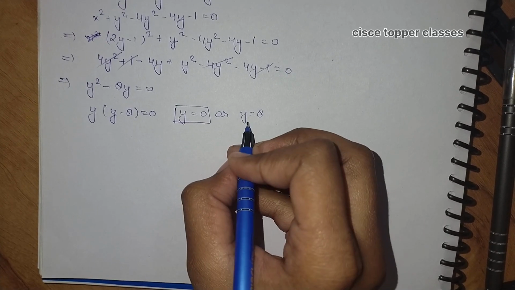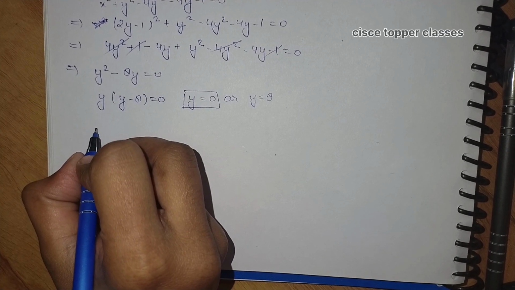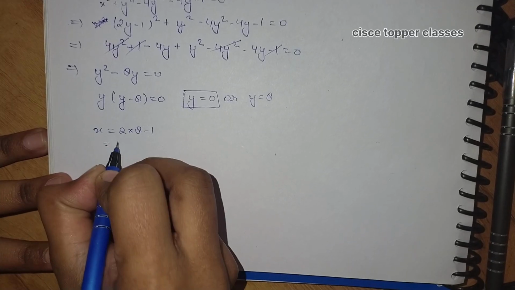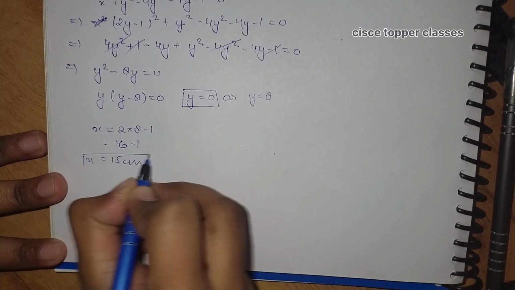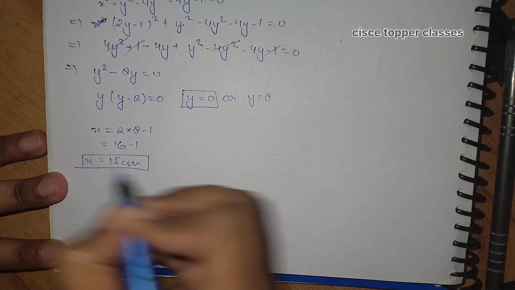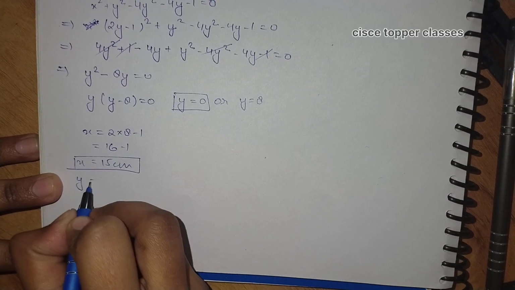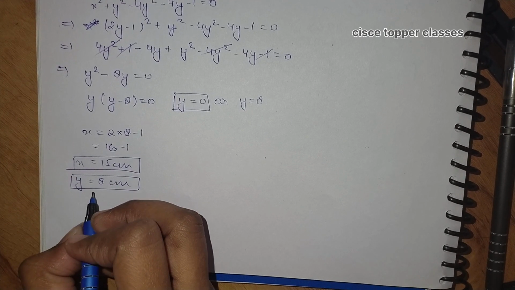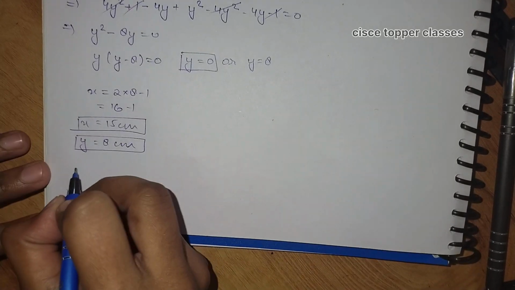So here if we put y is equal to 8, then x is equal to 2 into 8 minus 1. So 16 minus 1, that is 15 centimeters. So x is equal to 15 centimeter, and for the perimeter, because we have found one side, y is equal to 8 centimeter here, and the hypotenuse will become 15 plus 2, that is 17, and that is again 17 only.